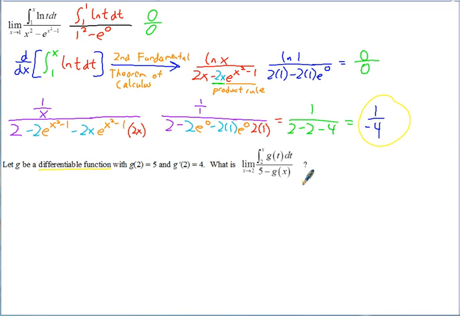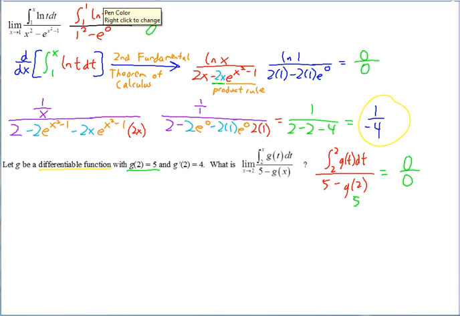So the first thing you would do, again, substitute in 2 for x, so that would be the integral from 2 to 2 of g of t dt over 5 minus g of 2. Again, we have an integral from 2 to 2. The lower and upper limits are the same, so that's going to be 0. For 5 minus g of 2, they tell you right here it's 5, so 5 minus 5 gives you 0. So again, we can apply L'Hopital's rule and take the derivative of the numerator and denominator separately. So we take the derivative of the numerator.